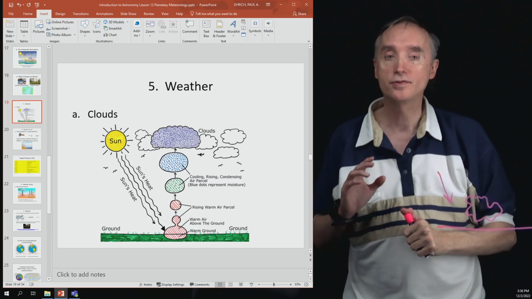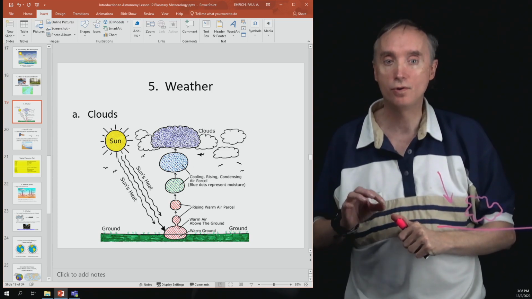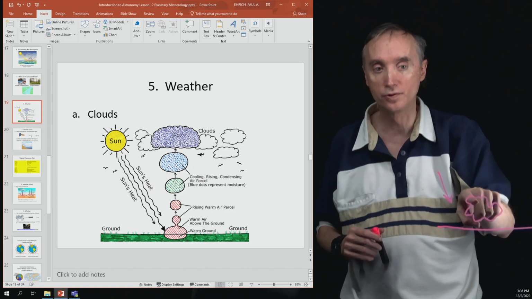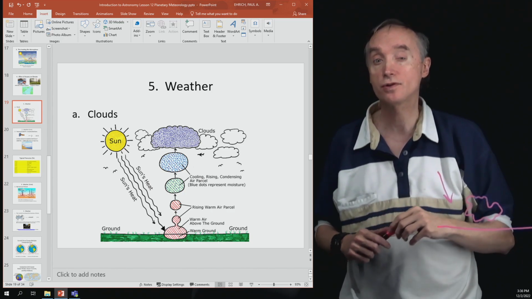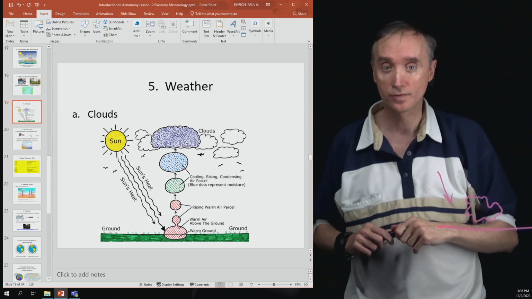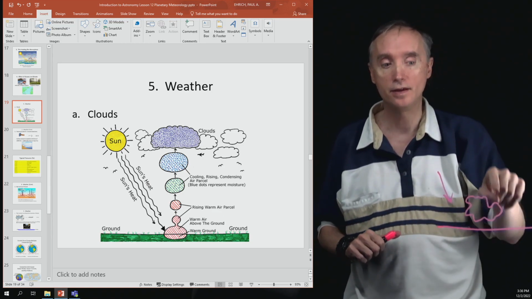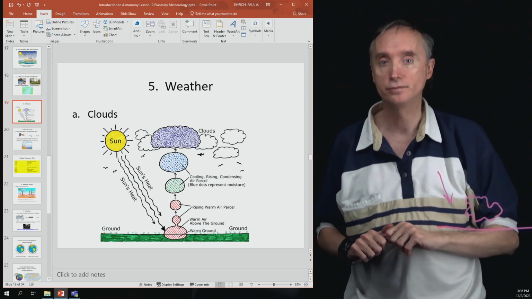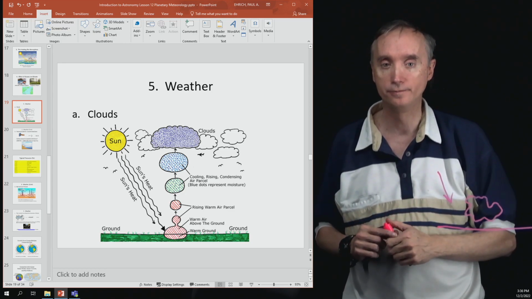Okay, now let's assume it rises so high that the water in here cools down to the point at which it starts turning into a liquid. So when that happens, and you've got liquid water in there, that's when you can see the cloud. And so that's how we make a cloud.